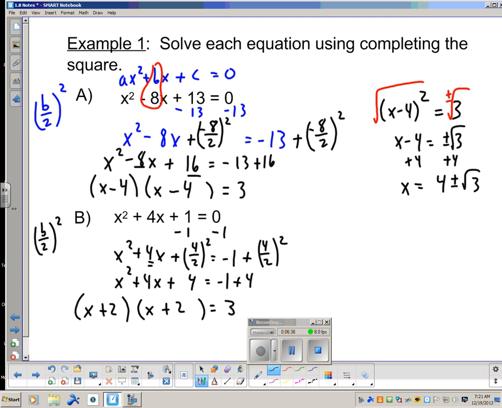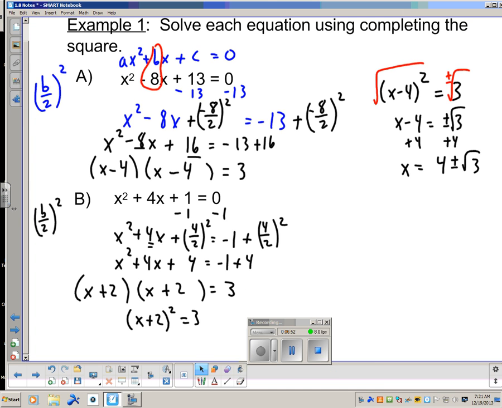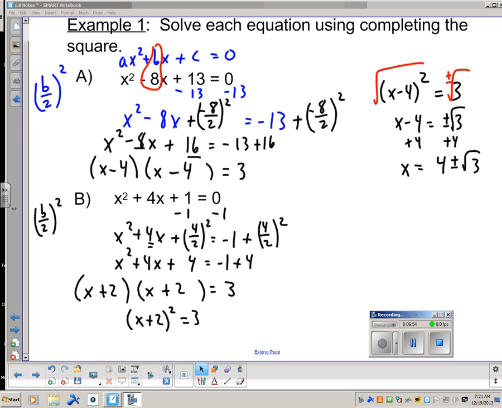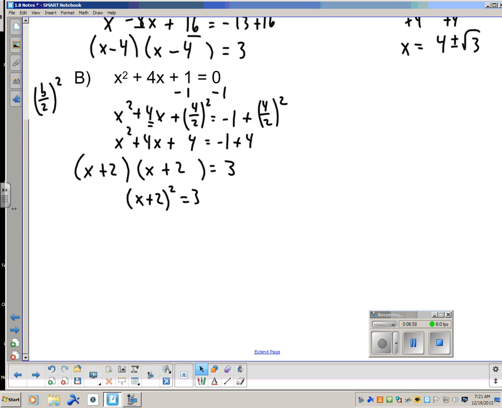So now I'm going to write the left-hand side as a perfect square. In other words, I've got two x plus 2's being multiplied. I'm going to write them together as x plus 2 squared equals 3. Next thing we're going to do is take the square root of both sides. We're going to solve for x here. So I'm going to take the square root, so I get a plus or minus on this side.